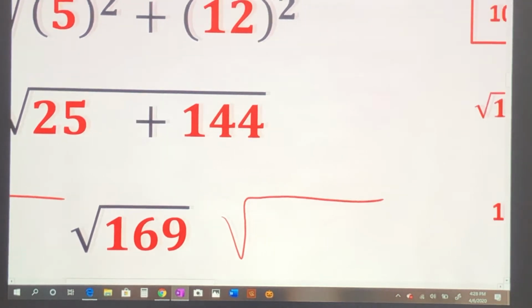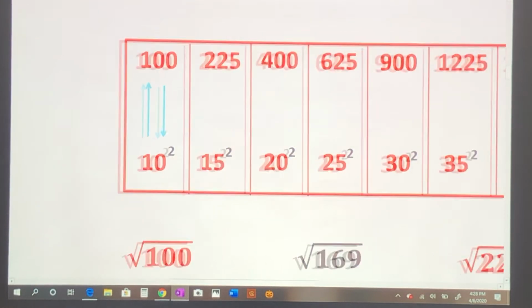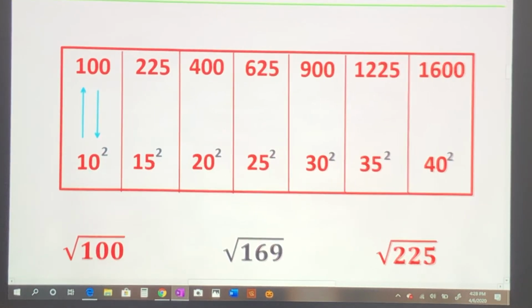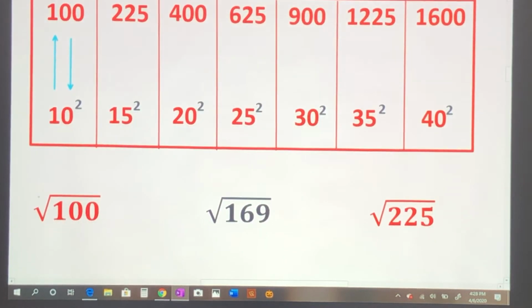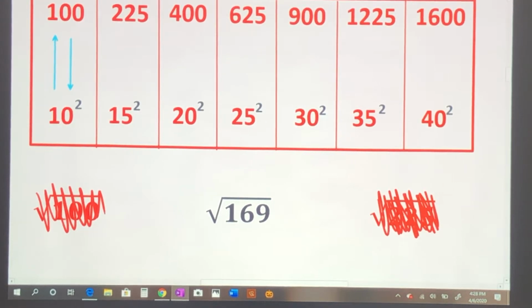Well, I made up this table. Don't look. All right, here we go. So if you took 10 and you squared it, you'd get 100. If you took the square root of 100, you'd get 10. So it's not a great chart, but it works for me.